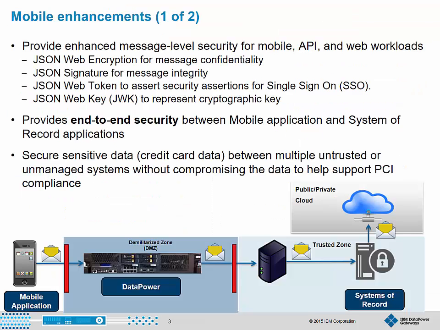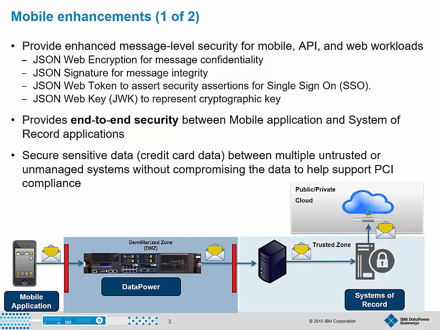Let's start off with some of the new mobile capabilities. Mobile applications are ubiquitous, and the number of frameworks to create mobile applications are numerous. Mobile applications typically exchange data with the server using JavaScript object notation, otherwise known as JSON.